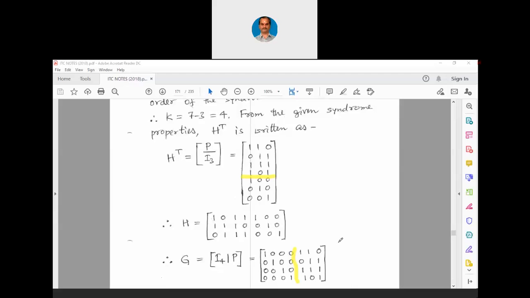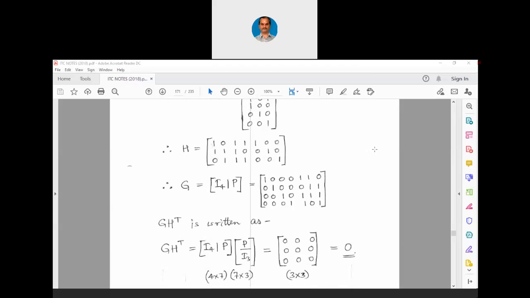So now we have everything, right? We have the generator matrix, we have the Hamming matrix. Using these, we can find out the code vectors, and we can perform the error detection and correction also. Now, he has asked us to prove GH transpose must be 0.